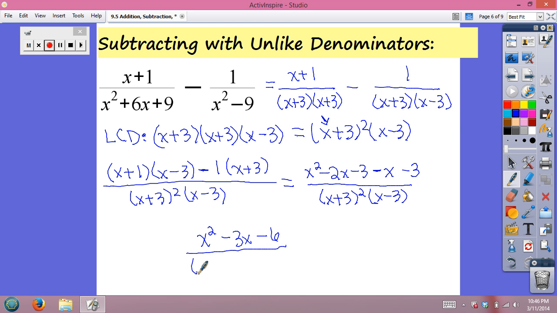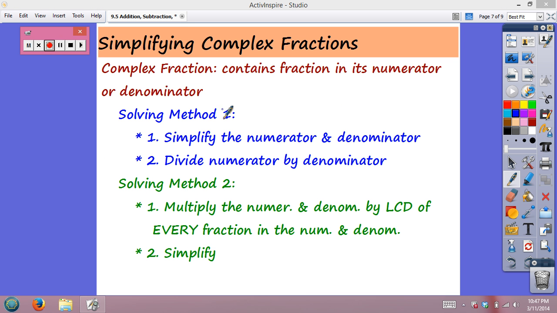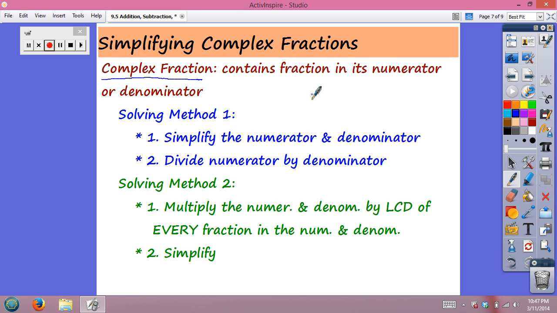All over our least common denominator of (x plus 3) squared times (x minus 3). And that will be our final answer in simplest form. The next thing we're going to do is look at a new term. We're going to be simplifying complex fractions, and a complex fraction is a fraction that contains a fraction in its numerator or denominator or both.